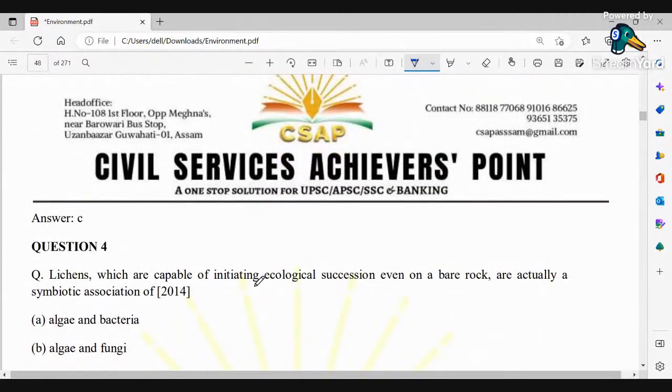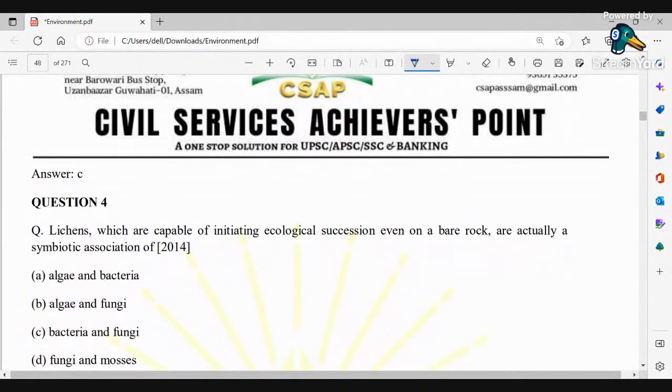Okay, next, lichens which are capable of initiating ecological succession even on a bare rock are actually a symbiotic association of which amongst the following? Algae and bacteria, algae and fungi, bacteria and fungi, and mosses. So lichens which are capable of initiating ecological succession even on a bare rock are actually a symbiotic association with which of the following options?